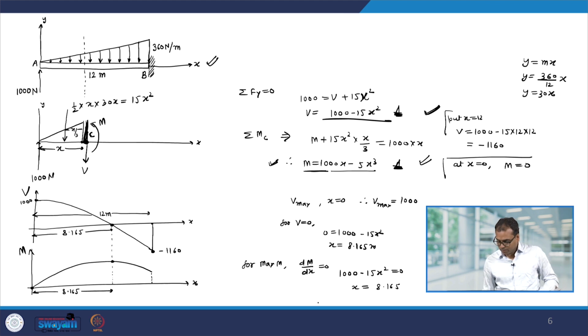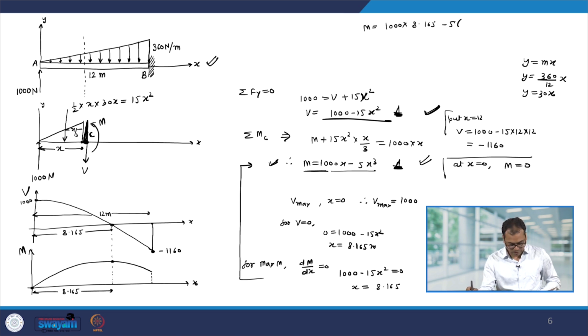To find out the maximum value of m, let us put this value of x in this equation. So, let us do that. So, we will have m is equal to 1000 into x, which is 8.165, minus 5 into x cube. So, 8.165 to the power 3, and this will give you 5443 Newton meter. So, therefore, this will be 5443 Newton meter.